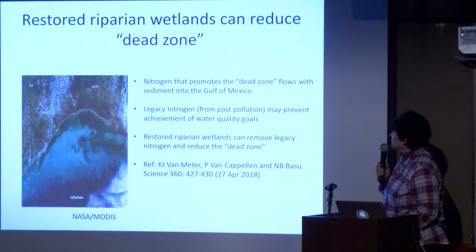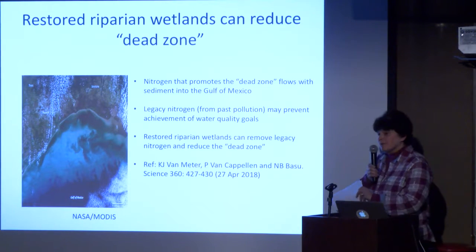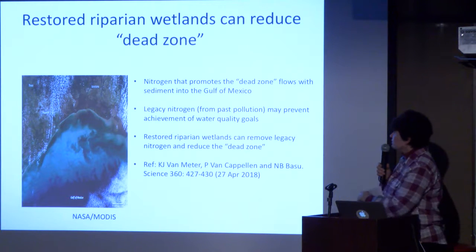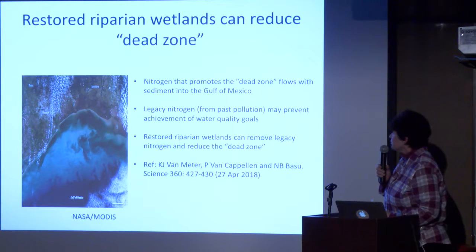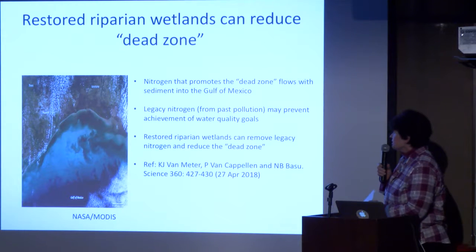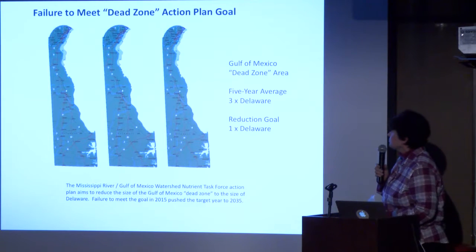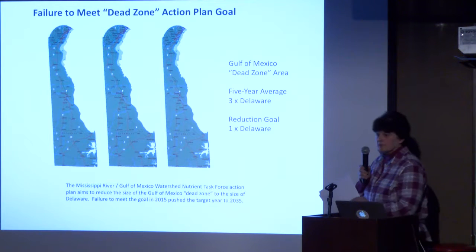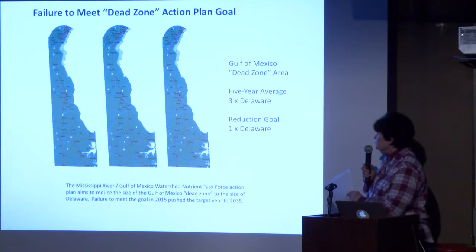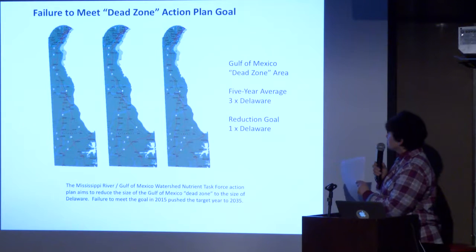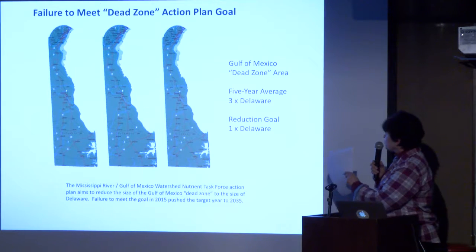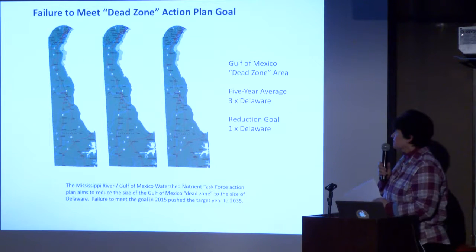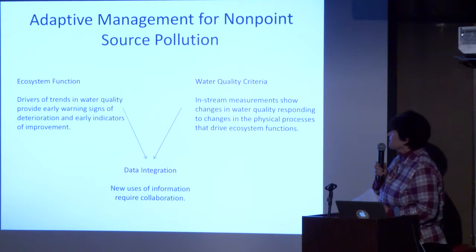Restored riparian wetlands can reduce the dead zone. This is a picture of nitrogen that promotes the dead zone, flowing with the sediment that you see in the picture into the Gulf of Mexico. The legacy nitrogen amplifies the problem. The federal government has set a dead zone action goal, but it has not been met. The goal is to have this area be about the size of Delaware. The average is running three times that.